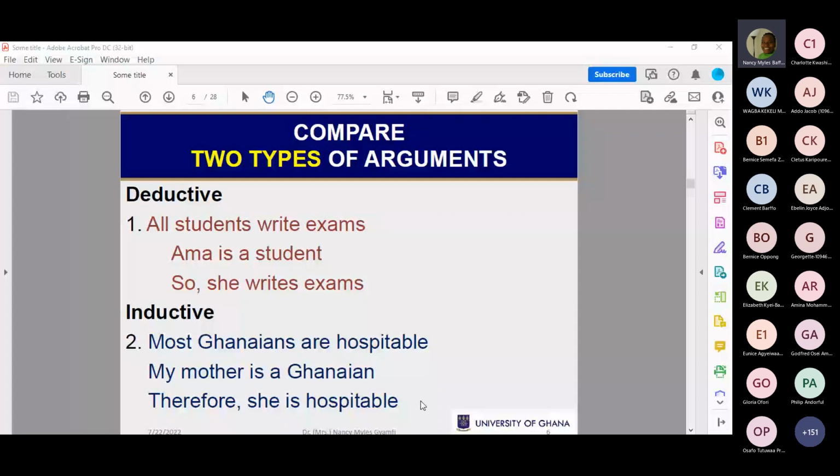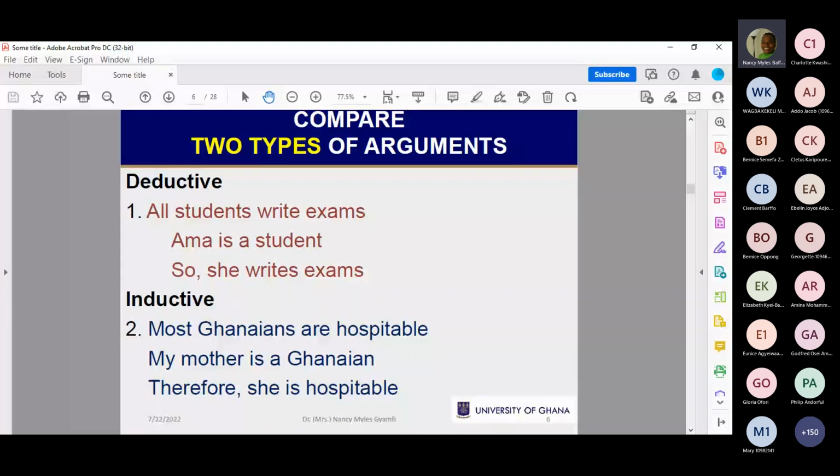Now, for induction, an inductive argument, you could have all the premises being true, and it will not necessarily mean that the conclusion must also be true. Look on the screen now. So, Charlotte, if you read this for us, we'll be fine. Example 2. Most Ghanaians are hospitable. My mother is a Ghanaian, therefore she is hospitable.